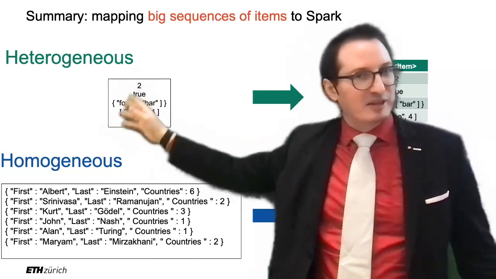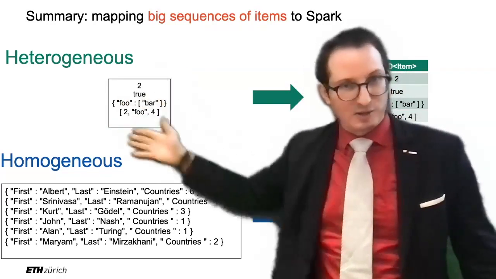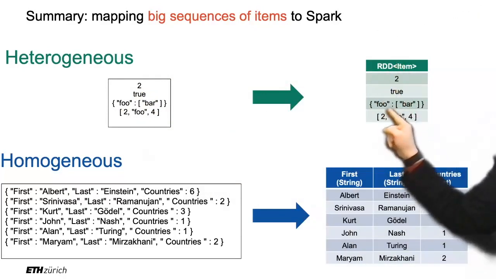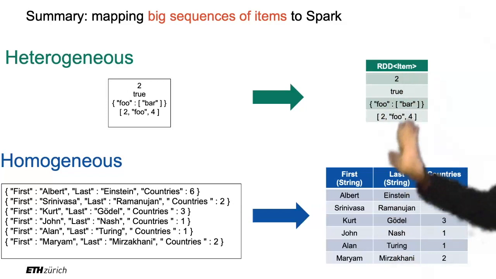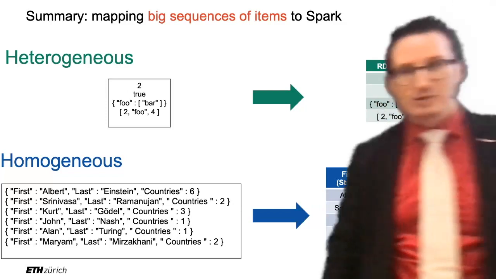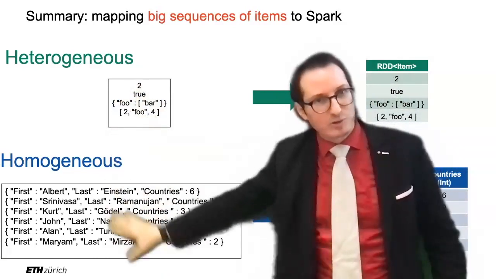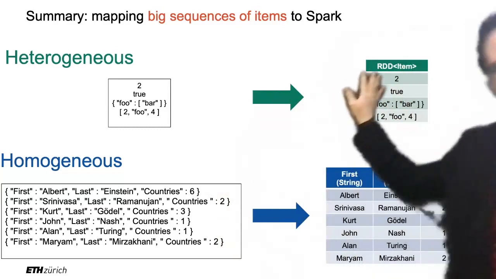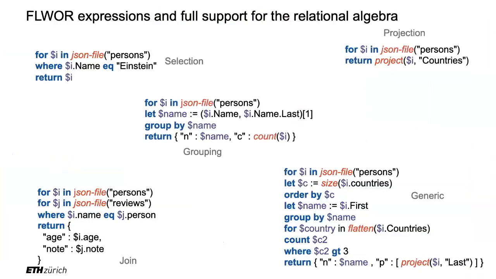Now, if my sequence is a huge mess, look at this, integer, Boolean, object, array, so that's a huge mess, no problem. We use an RDD of items, and with the power of polymorphism, we can actually fit it all in there. But the nice thing is that physically it's different, but the user doesn't see that. This is all hidden here. The only thing the user sees is that, and this looks the same, these are just sequences of items, right? So all of that is hidden inside RumbleDB.